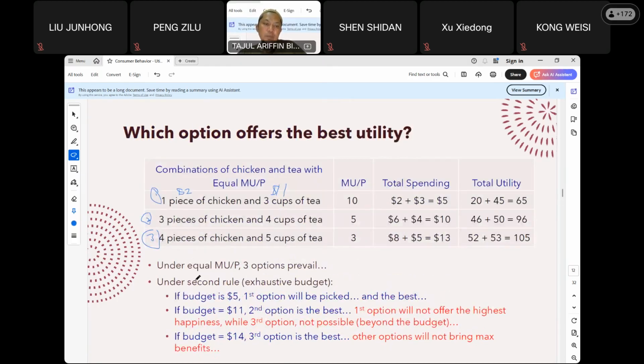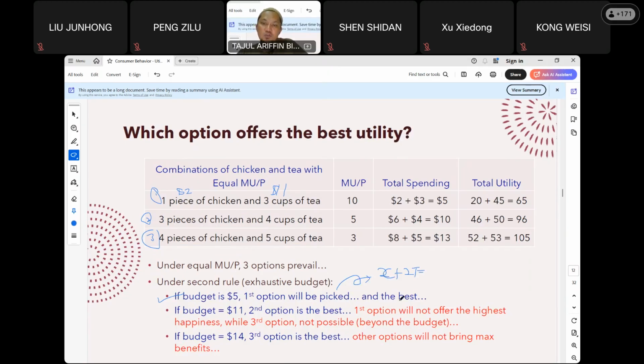Depending on your budget, let's say your budget is only $5, then you cannot afford number 2 and number 3. Too expensive for you. So you opt for number 1, and this will be the best. Okay, let's say I don't agree with 1 piece and 3 cups. I want to change the option. I want an option that brings MU over P not equal. Let's say 2 chicken and 2 tea.